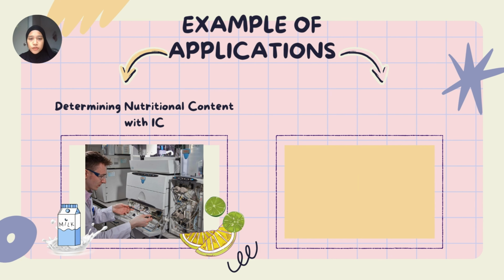Then we have ion chromatography, or IC. It's invaluable for measuring the nutritional content of food products. It accurately measures the levels of vitamins and minerals. So, for example, IC can determine the concentration of vitamin C in fruit juices or the calcium content in dairy products, providing precise nutritional information.